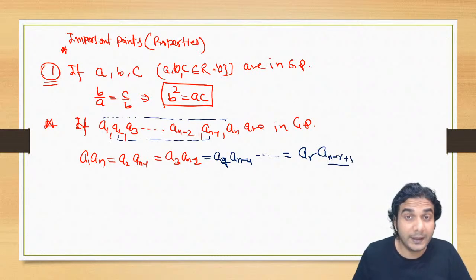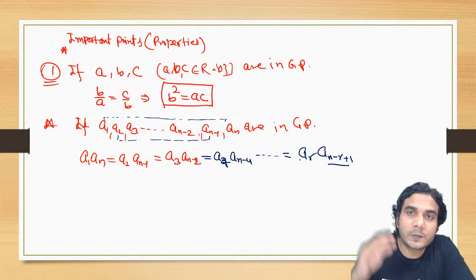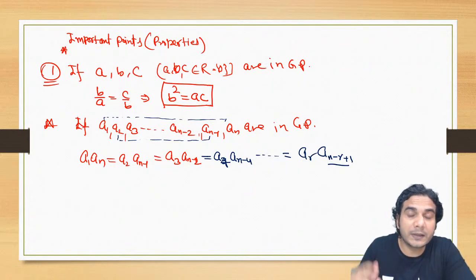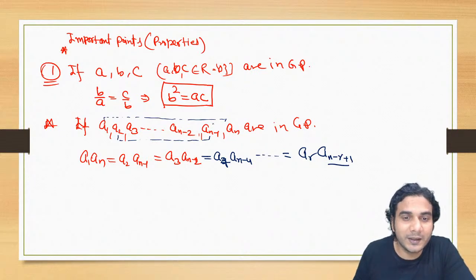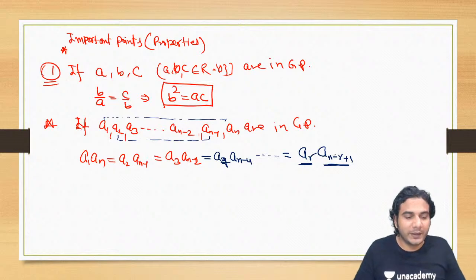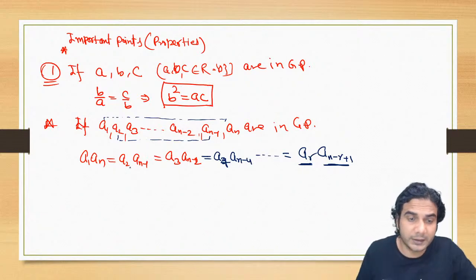Okay. In AP, I told you this thing that first plus last is equal to second plus second last is equal to third plus third last. In GP, it is first into last is equal to second into second last. It is equal to third into third last, and rth from the beginning into rth from the end. So you can generalize this. All right. So in this way, you can generalize it. This is a very, very important property, and we use it in very good questions. All right.